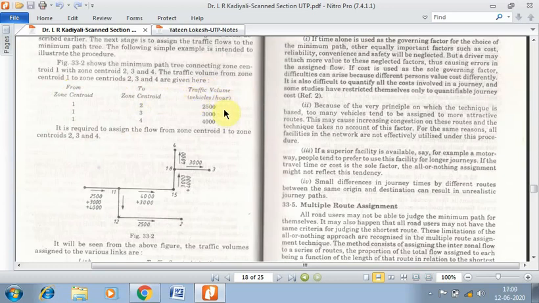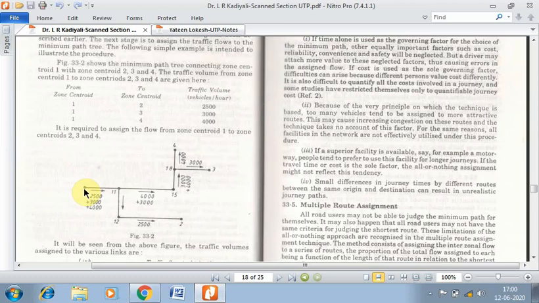So there are centroids or nodes, as you can see here. This is zone centroid 1. You have the destinations as 2, 3 and 4. Now under this circumstance, it is expected that there would be this many vehicles starting from zone centroid 1. I think 1 has not been printed here, you assume it to be 1.